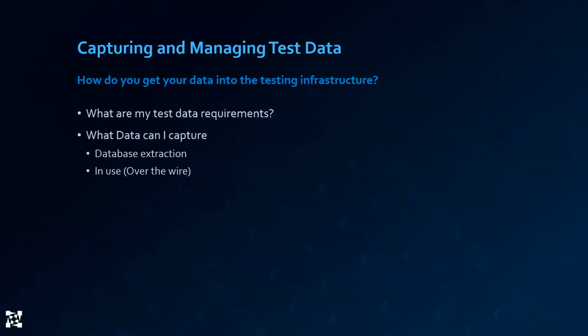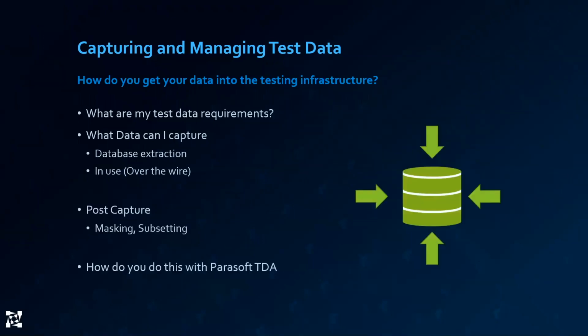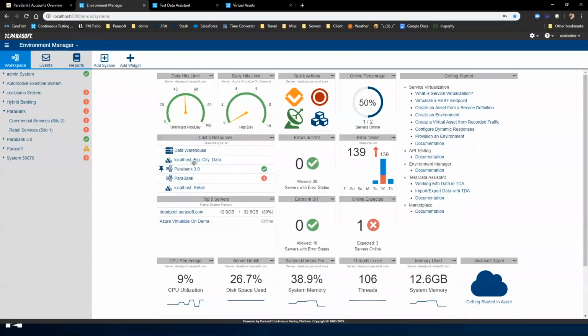So where does the test data come from? Well, it comes from interactions with our dependent components, whether it's a RESTful service, a microservice, or a database, which is what I'm going to be using today. And we can either extract it directly out of the database, or, as I'm going to show you today, capture it live over the wire. We can then mask that data, subset it, make it appropriate for our virtual service, and then use that. So let me go ahead and open up Parasoft here, and I want to walk you through that.